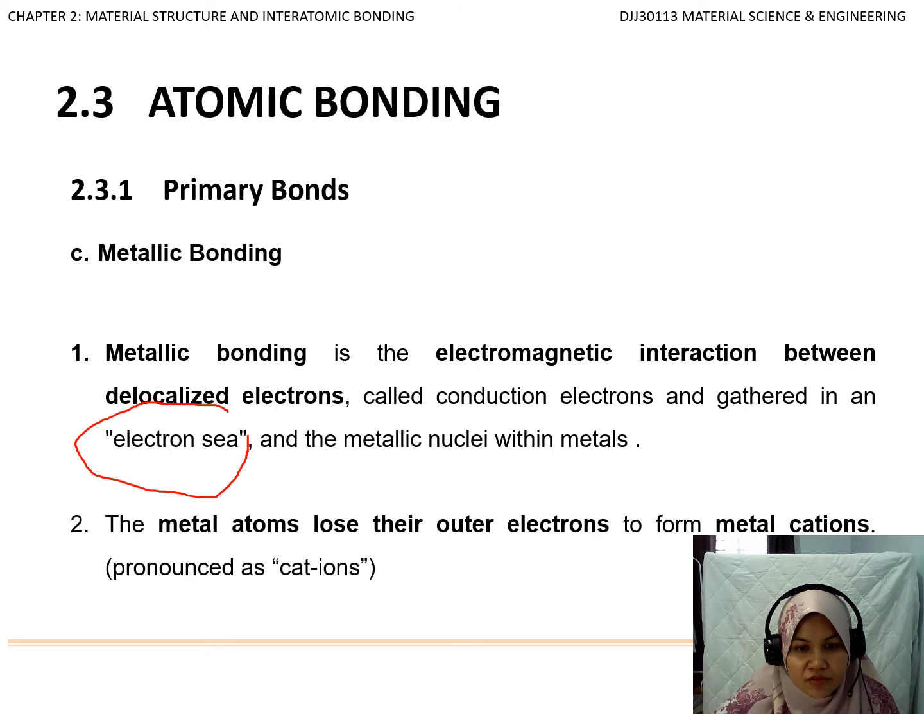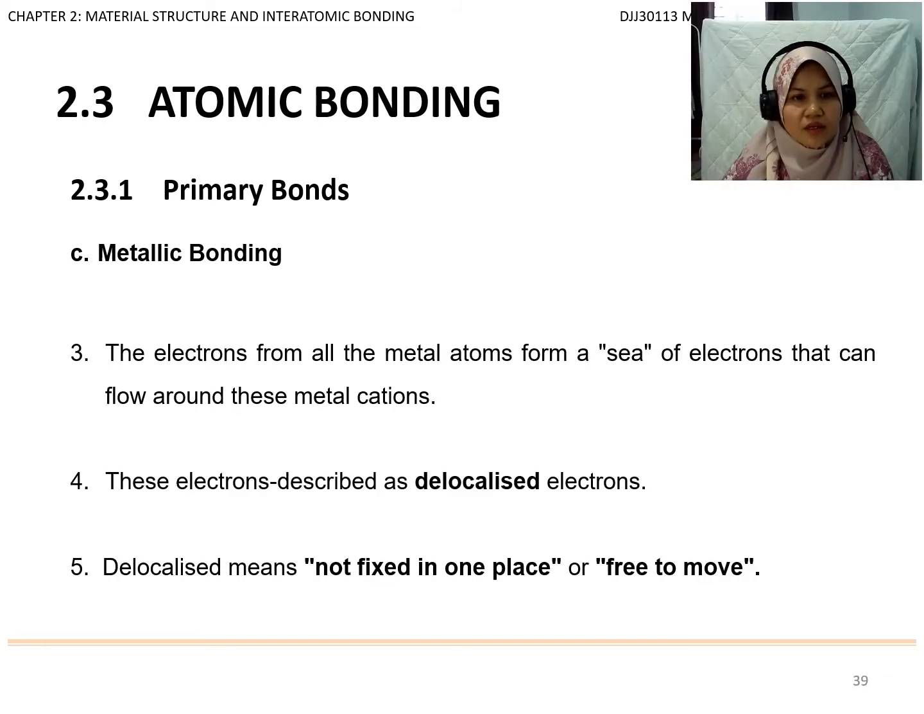So the metal atoms lose their outer electron. So untuk yang metallic bonding ni, metal atoms ni dia akan kehilangan elektron lah, elektron paling luar sekali untuk membentuk metal cations. Okay, so the electron from all the metals atom form a sea of electron. Okay, elektron tadi dia akan berkumpul, akan membentuk lautan elektron. So that can flow around this metal cation. So this electron described as delocalized electron.